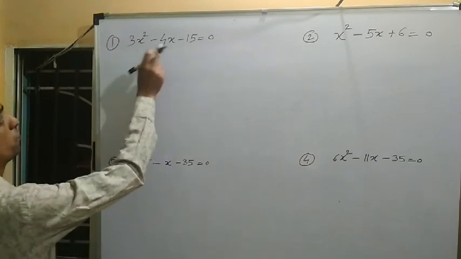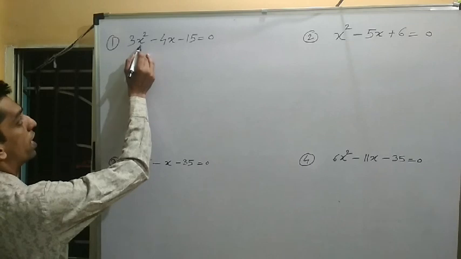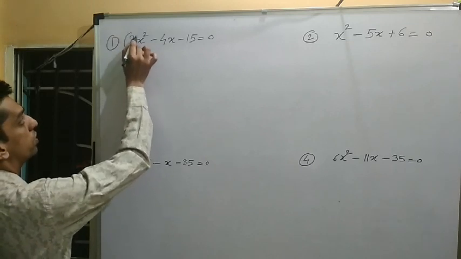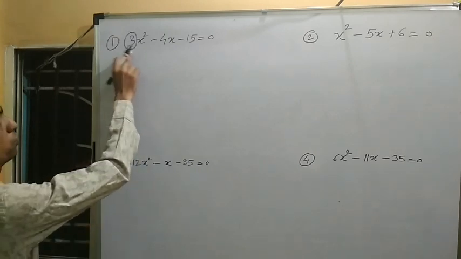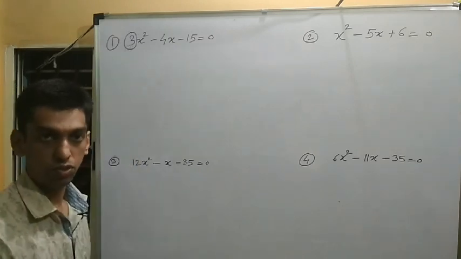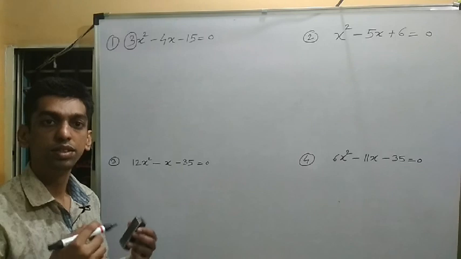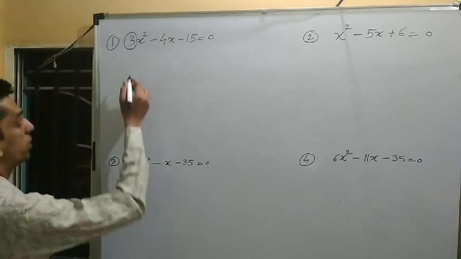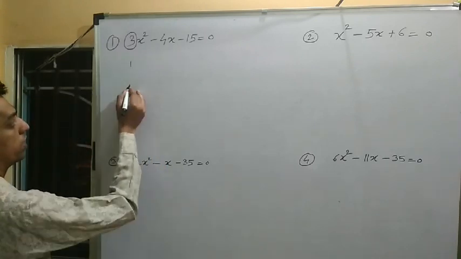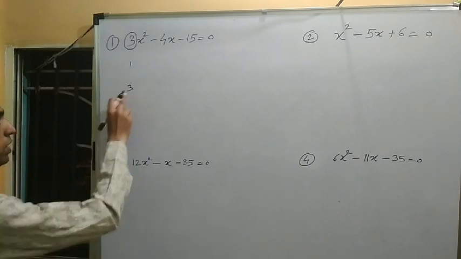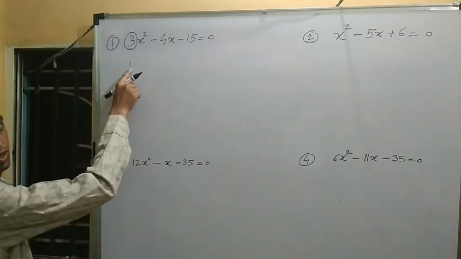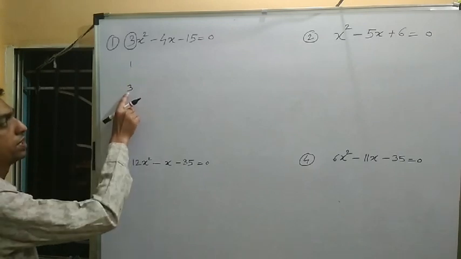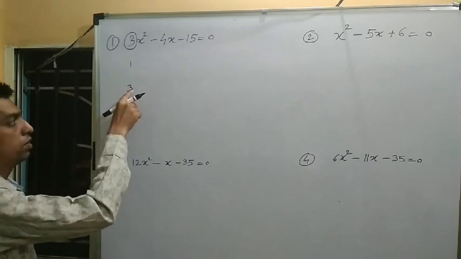First of all, we have to mark the coefficient of x square. Here the coefficient of x square is 3. Then in the next step we have to find its factors. The factors of 3 are 3 ones are 3. We write that down here like this. The smallest one should be written on the topmost side and the highest one should be written on the bottommost side.